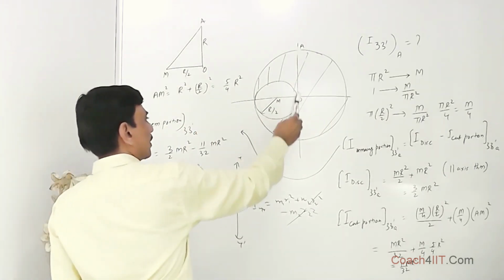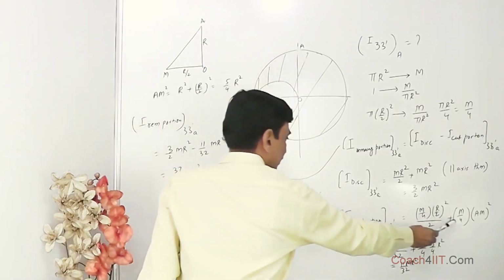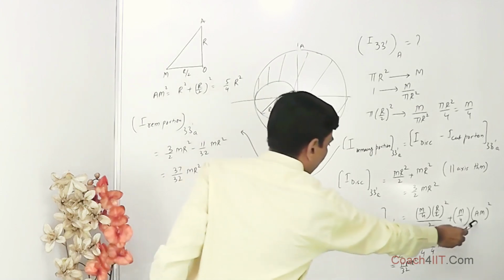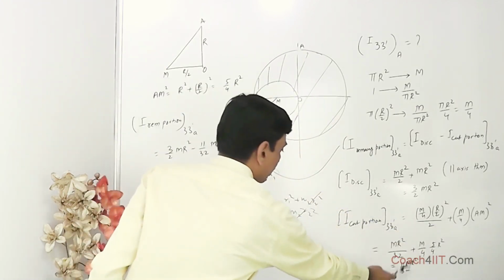So the moment of inertia of this cut portion comes out to be this plus m into x square, the distance between the two, AM. AM square had been 5 by 4 r square. So this comes out to 11 by 32 m r square.